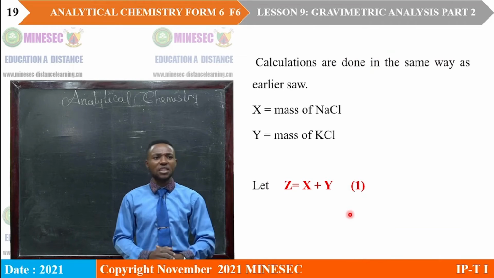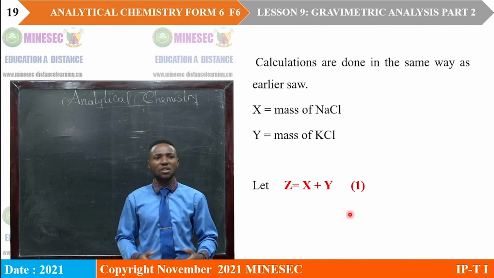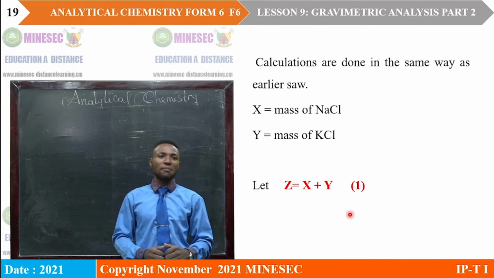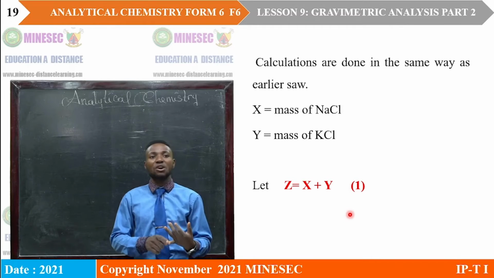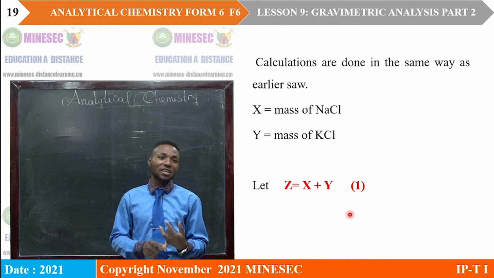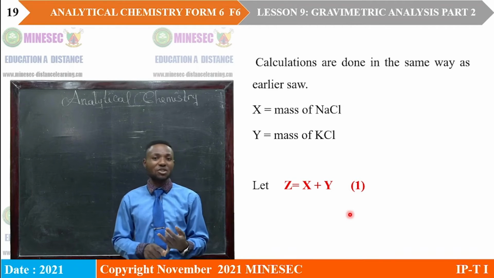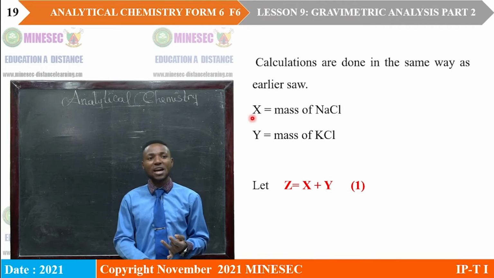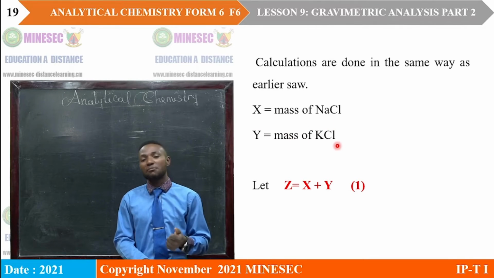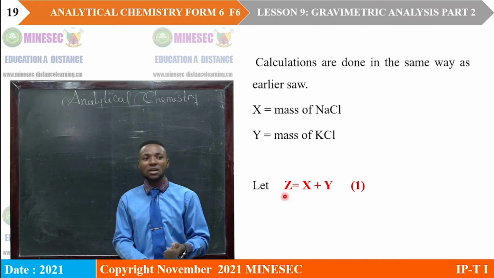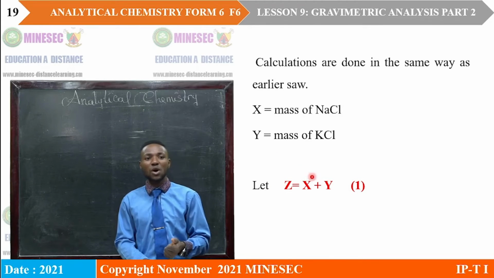In this case, calculations are done in the same manner, whereby we don't know the mass of the two substances in the initial mixture, but we know the mass of the mixture. We'll consider X to be the mass of the first substance and Y the mass of the second substance. X plus Y gives the total mass of the mixture. We'll call that equation 1.